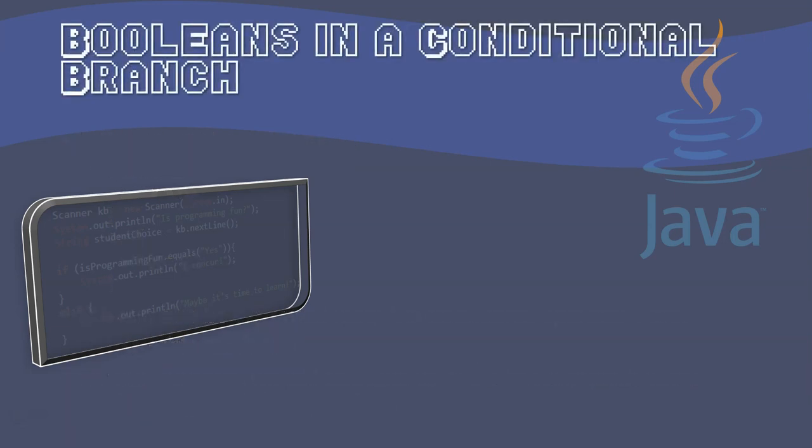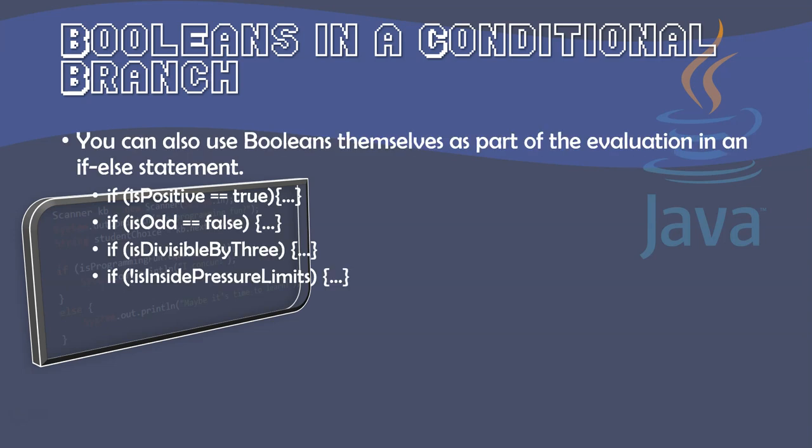Now, we can also use Booleans in a conditional branch. So we could take a Boolean variable and use it as part of the evaluation in an if statement. And so they can, in a way, be their own expression. So, for example, we have a couple here.